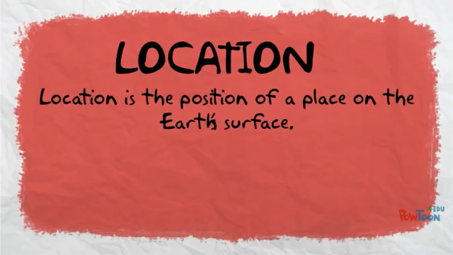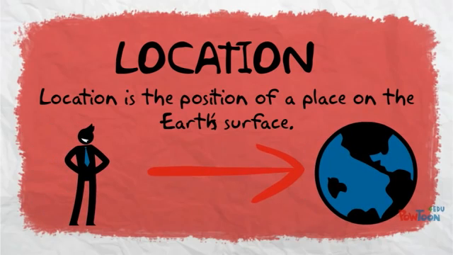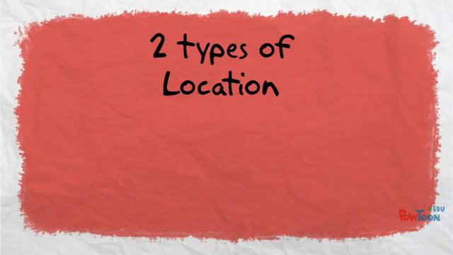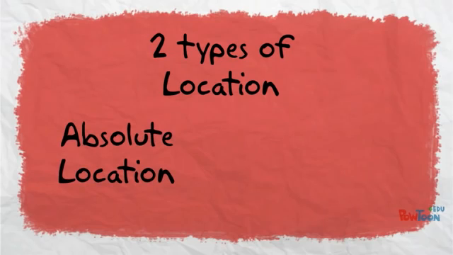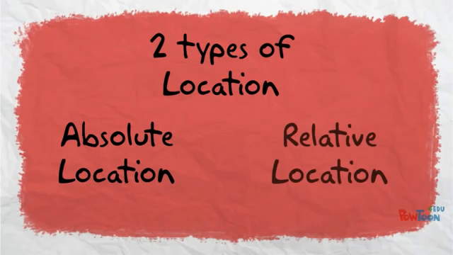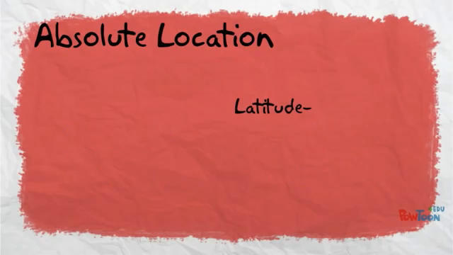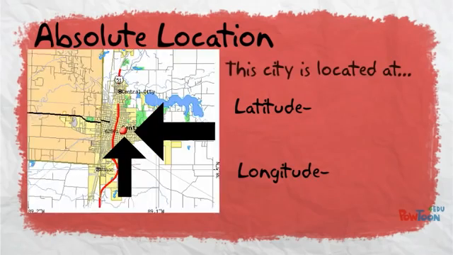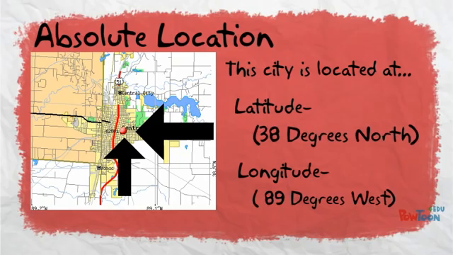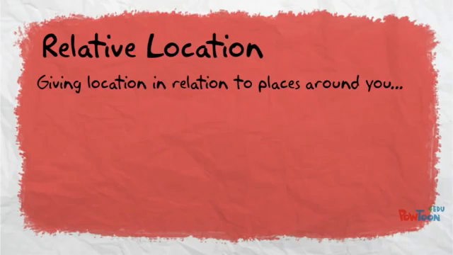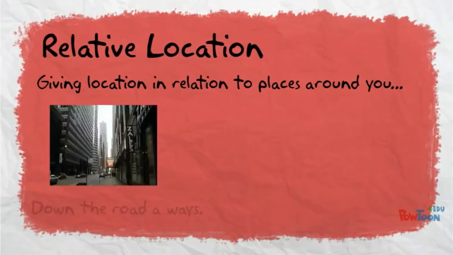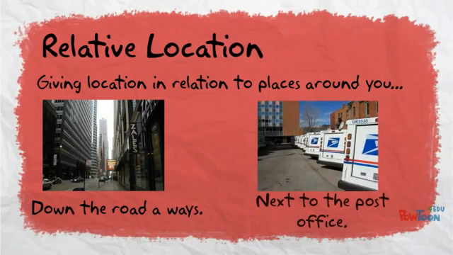Location is the position of a place on the Earth's surface, in other words, where you are on the planet Earth. There are 2 types of location. One is absolute location, the other is relative location. Absolute location is using latitude and longitude coordinates to find your exact spot on Earth. Relative location means giving your location in relation to other places, like if you said, I'm down the road a ways, or I'm next to the post office.